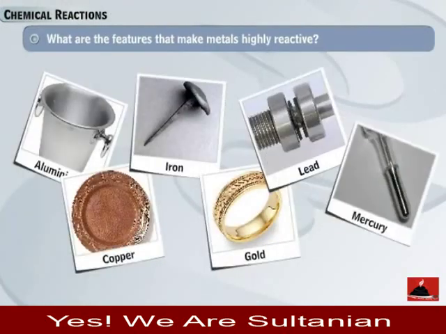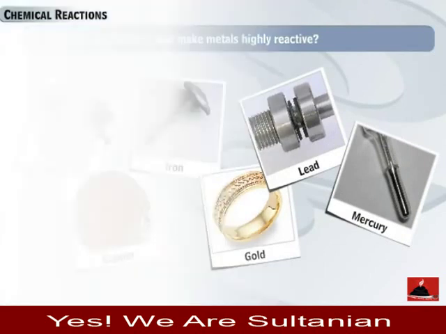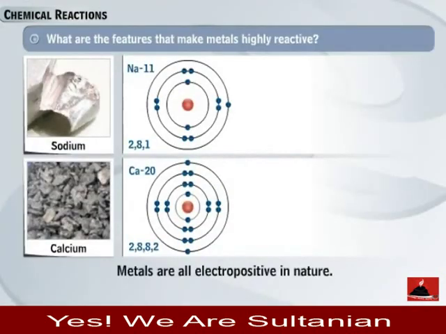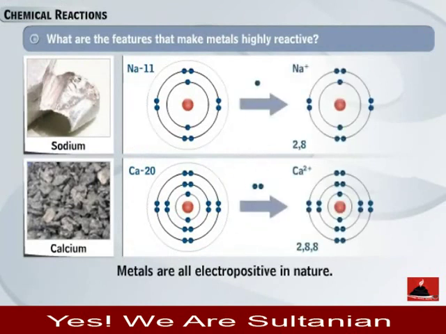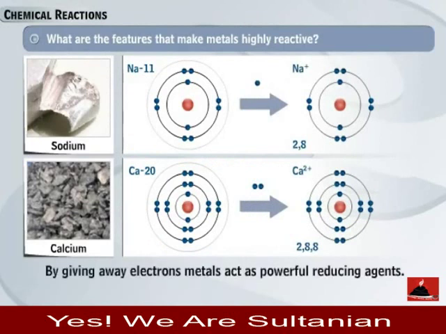What are the features that make metals highly reactive? Metals are all electropositive in nature. This means that metal atoms tend to lose electrons and become positively charged. By giving away electrons, metals act as powerful reducing agents and undergo chemical reactions in their electropositive state.